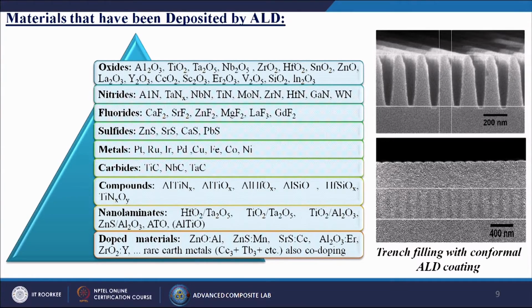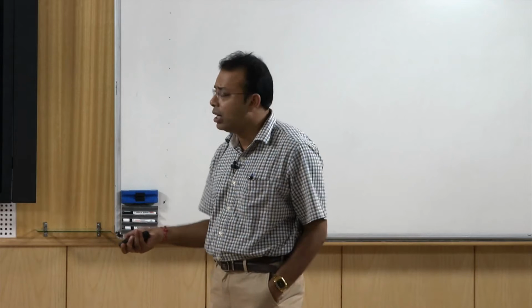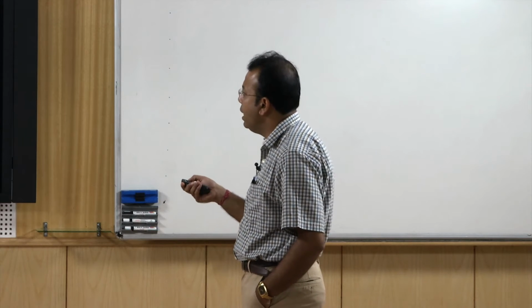So, what materials do we generally use in the ALD process? First are the oxides: generally alumina, titanium oxide, tantalum oxide, zirconia oxide, tin oxide, zinc oxide, vanadium pentoxide. These are all the several materials generally used for the ALD process.